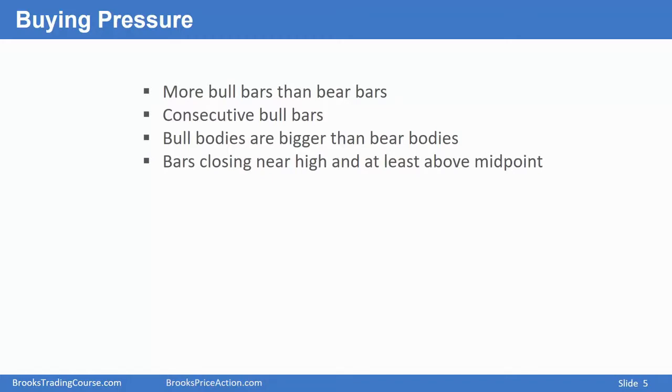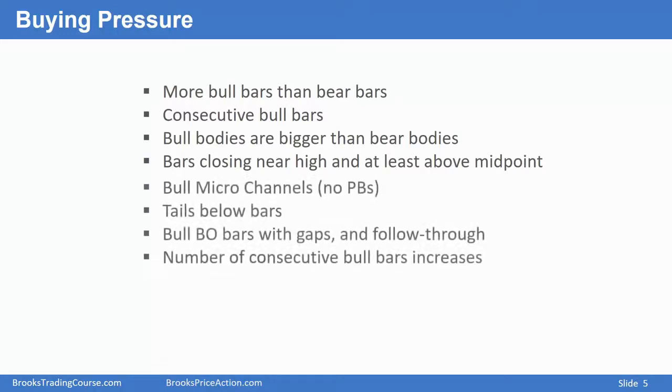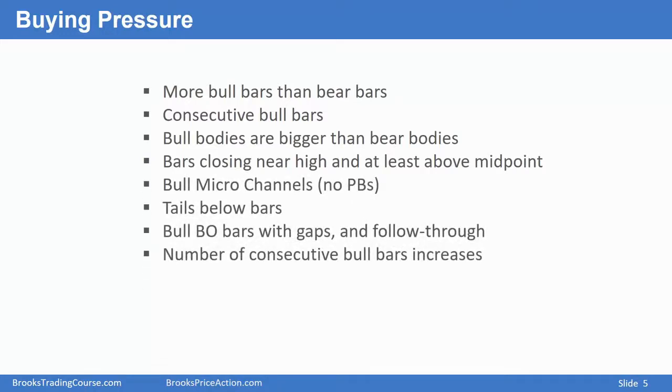I want to see bull bodies that are bigger than the bear bodies. I want bars closing near their high and at least above the midpoint. I would like to see bull microchannels, a bull bar, and then another bull bar, and another bull bar, and no pullbacks. I want tails below the bars and not above the bars.